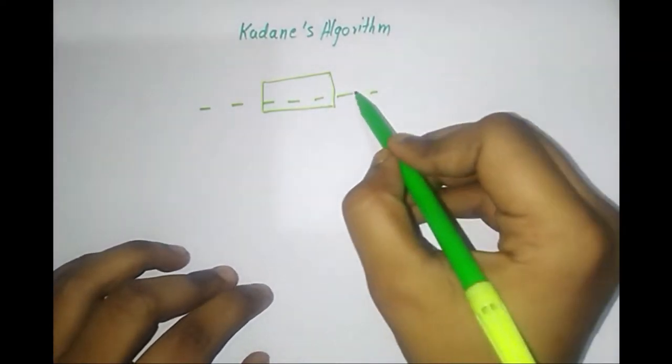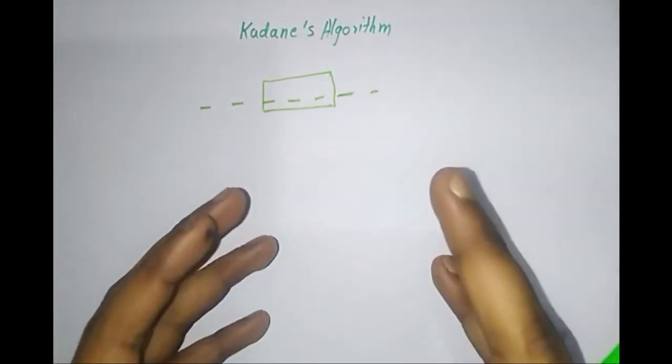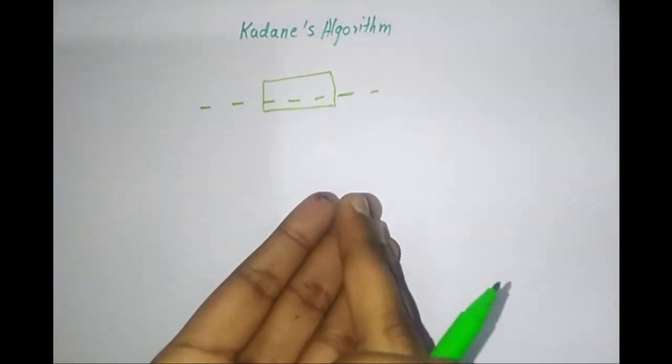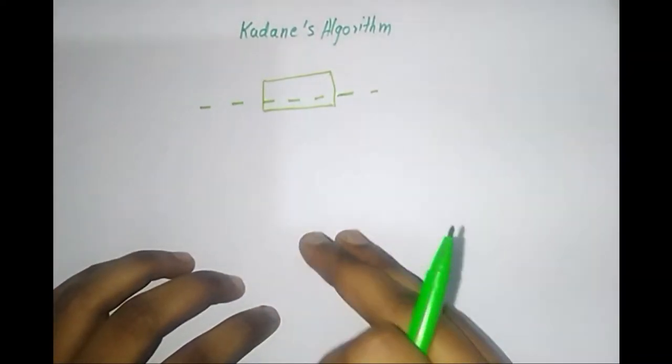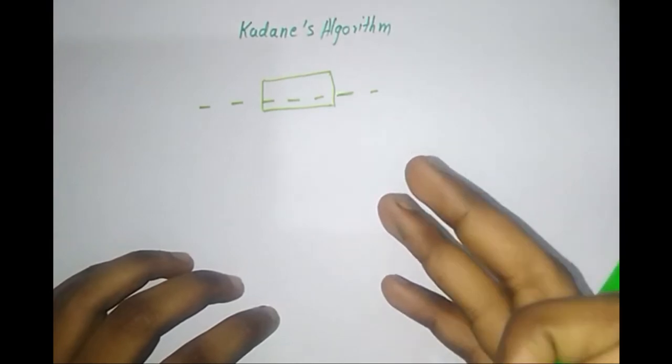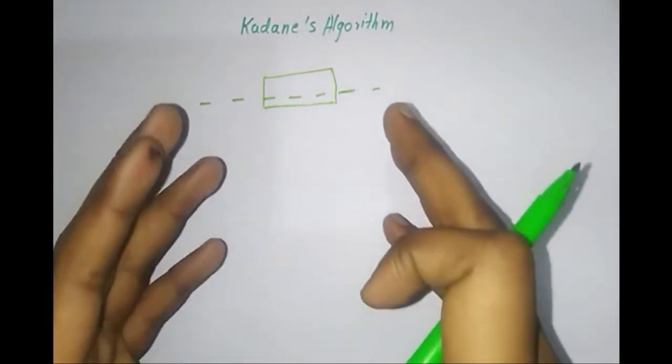Every array element belongs to the integers. Either it can be negative, it can be positive, or it can be zero. So in this case we have to find the maximum sum of the sub array.